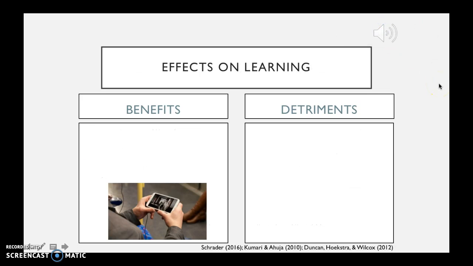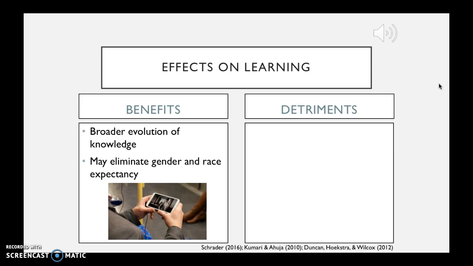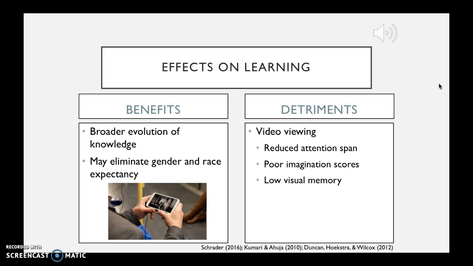As far as the effects on learning, there can be a broader evolution of knowledge with the expanses of social media, and researchers believe there's a potential to eliminate gender and race expectancy for performance because of the anonymity of it. However, extended video viewing, such as on YouTube or Netflix, has been shown to result in reduced attention span, poor imagination scores, and low visual memory. Studies have also shown a negative correlation with learning outcomes, specifically grades.